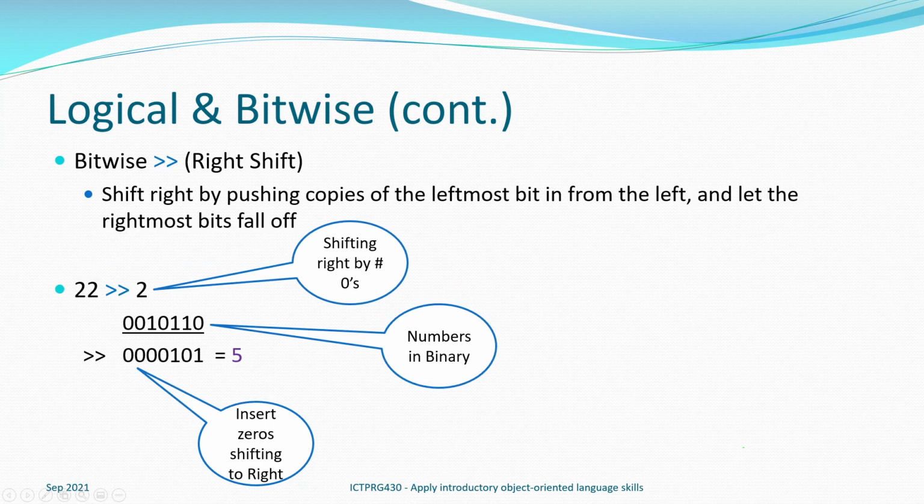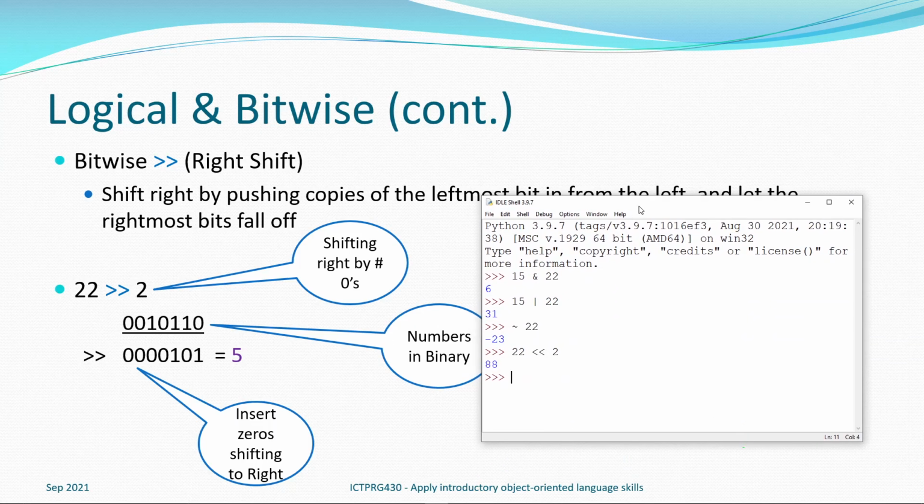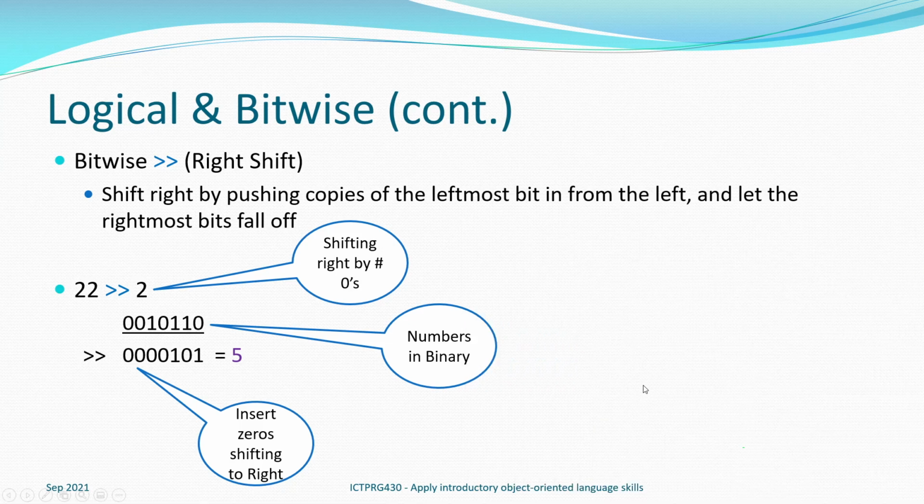Now, inversely, when we shift it to the right, we're decreasing the value. So we're removing the last 2 digits on the right hand side. So 10110, we remove the last 2 digits, becomes 101, which translates to 5. 22, shift or remove the last 2 digits, gives us 5. Now, it's not too bad, is it?